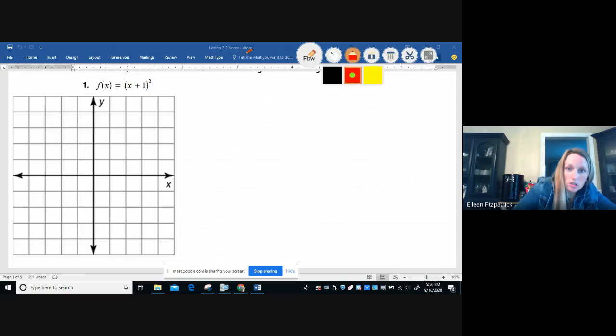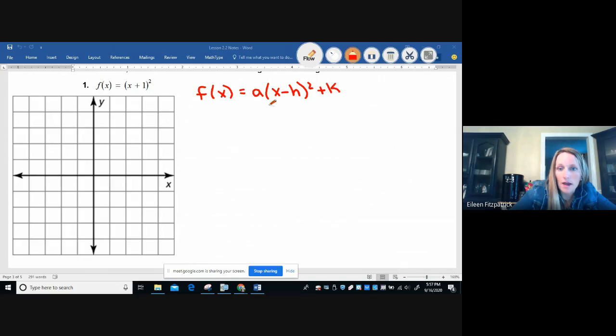Our function in vertex form is f of x equals a times the quantity x minus h squared plus k. That's vertex form. And the function that they give us is f of x equals the quantity x plus 1 squared.